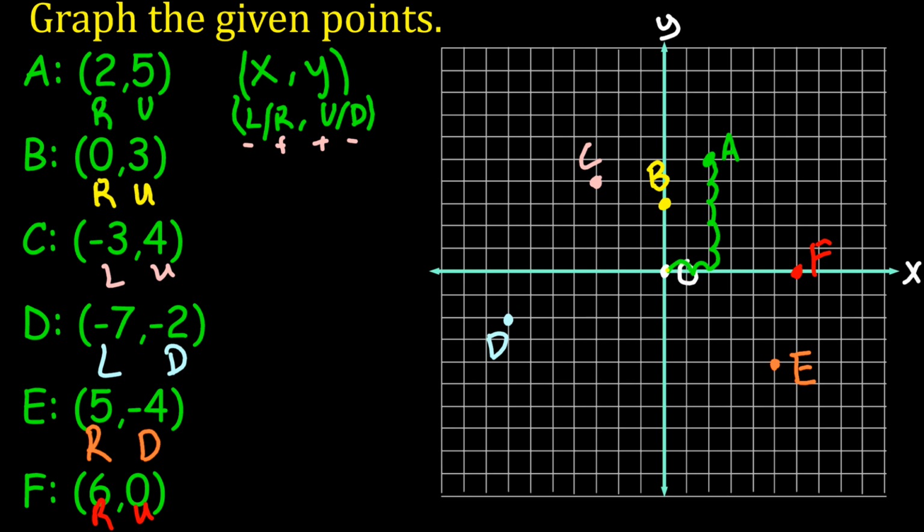Just a refresher, this whole grid is called the coordinate plane. The horizontal line is the x-axis, the vertical line is the y-axis. If you have a positive and a positive, it ends up in this quadrant. If you have a negative and a positive, it would end up in the second quadrant, we call that. If both numbers are negative, they end up in the third quadrant. And if the x is positive and the y is negative, it ends up in this fourth quadrant. All right, so that's how to graph points on the coordinate plane.